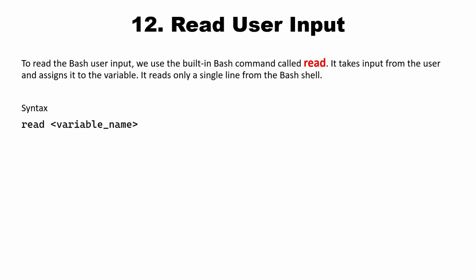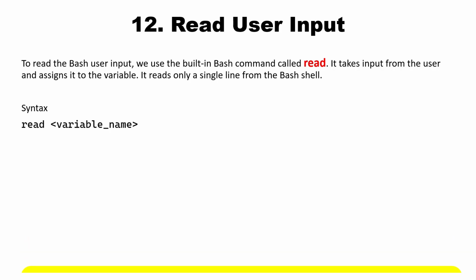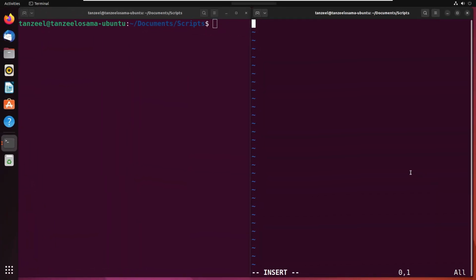So to read user input from the bash terminal, we use a special bash built-in command called read. In this video we shall see how we can use this read command to provide input through the bash shell terminal to our script. Now this read command reads only a single line from the bash shell. Now let's see some examples of user input and how we can read them.